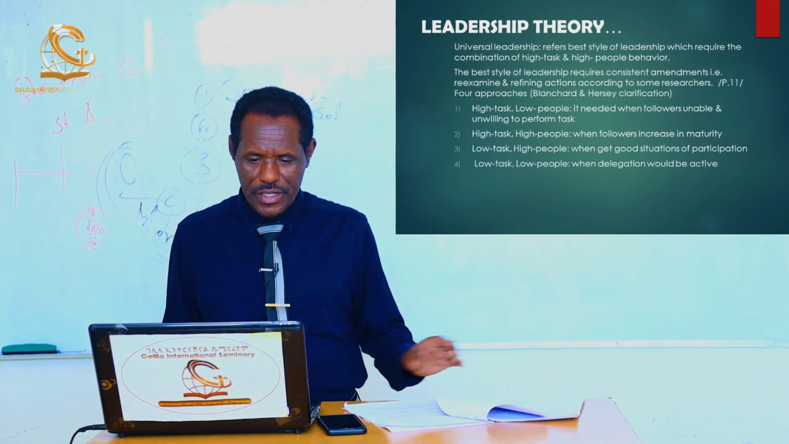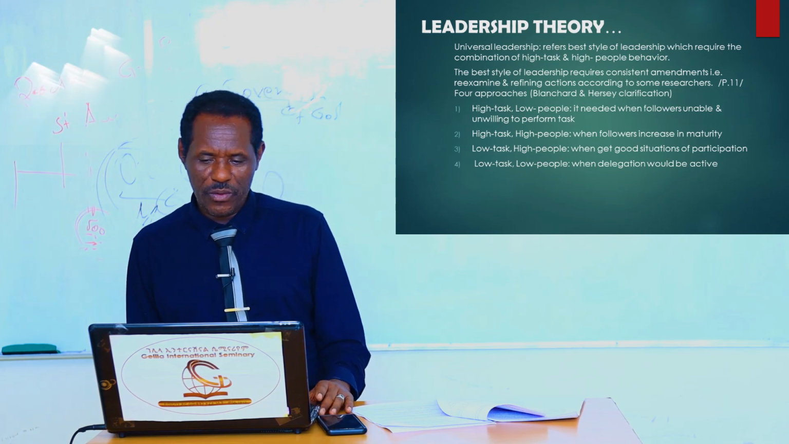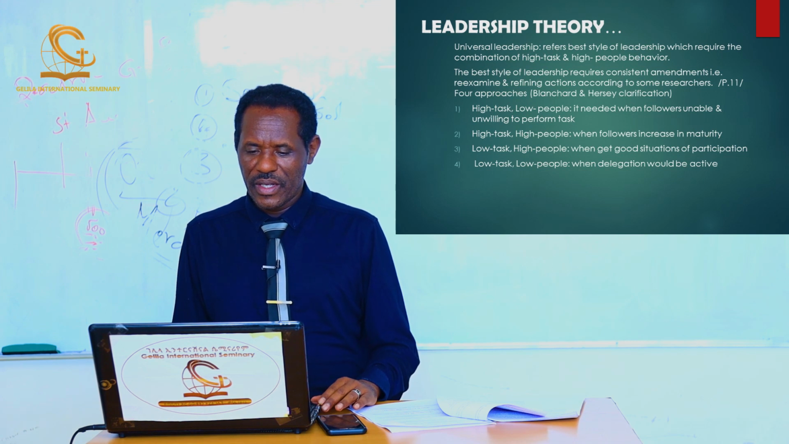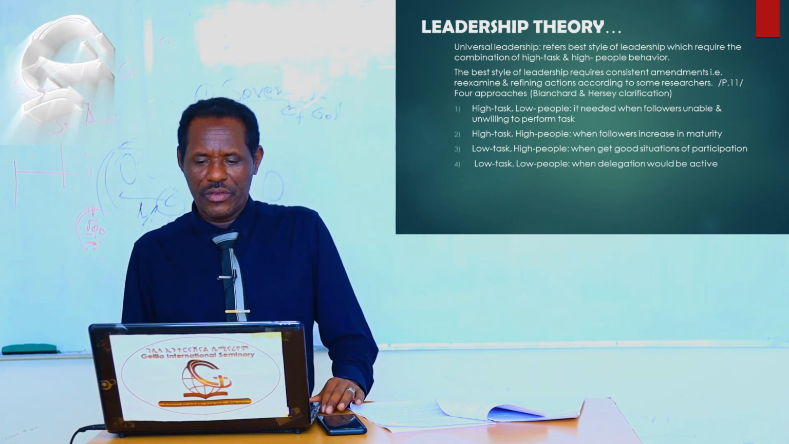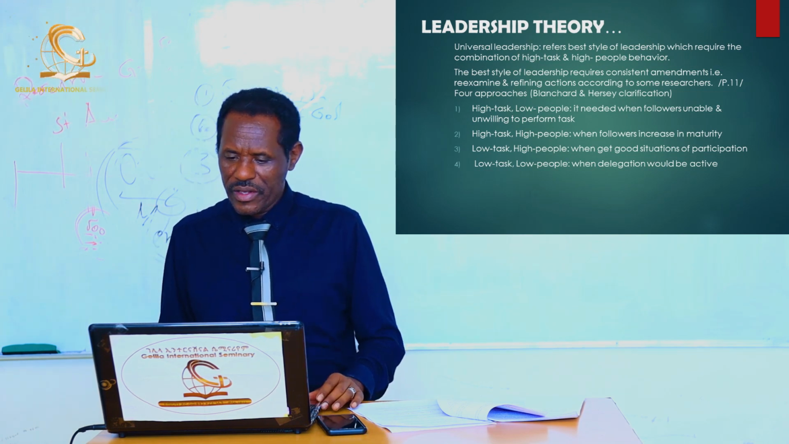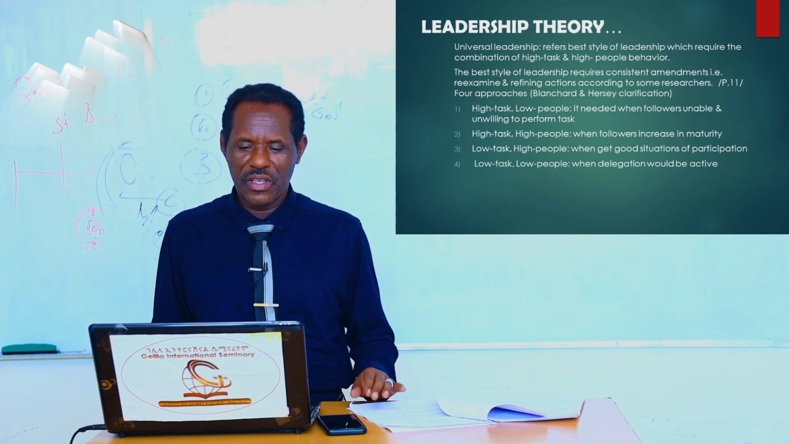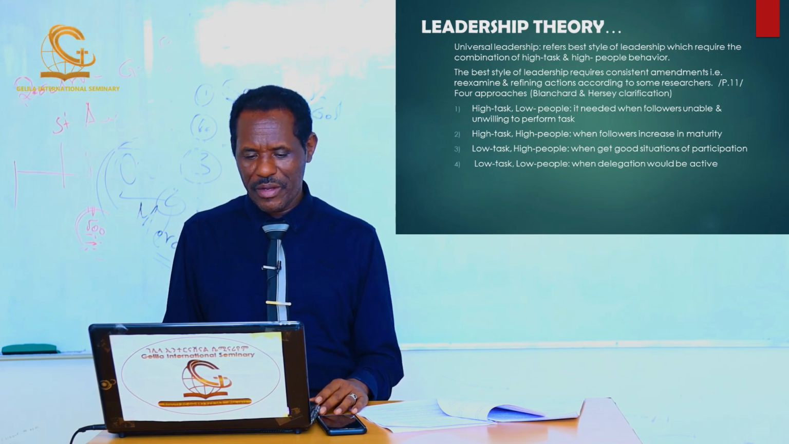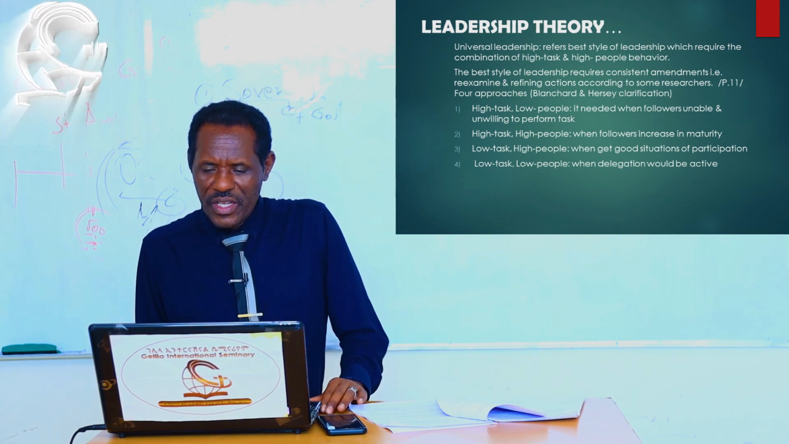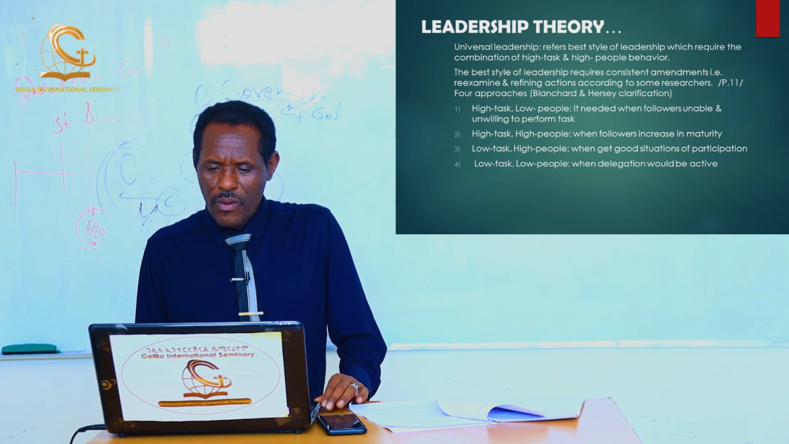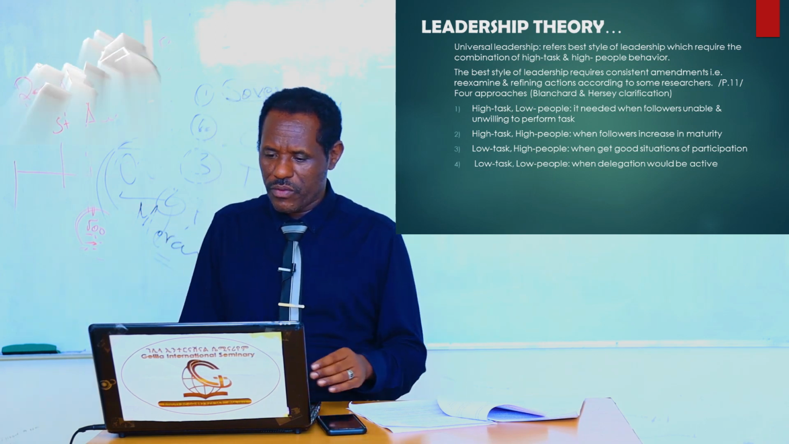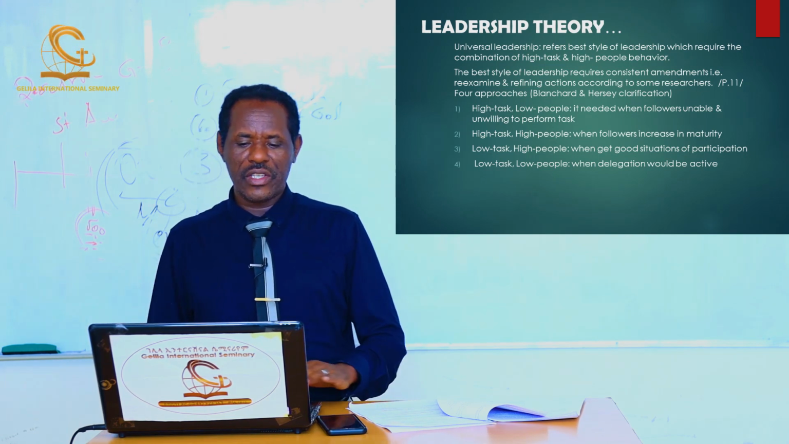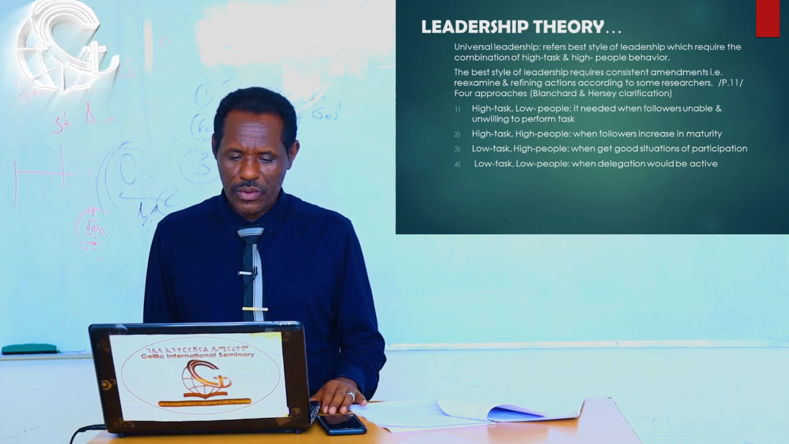The other term is universal leadership. It refers to the best style of leadership, which requires the combination of high task and high people behavior. They are highly oriented on their task, and at the same time highly focused on people. So this is the universal leadership approach. It is the best style of leadership but requires consistent amendments. Still now, we have no perfect, no absolute type of leadership. We have to nurture and develop the theories, approaches, and perspectives. We need re-examination and refining actions according to some researchers.